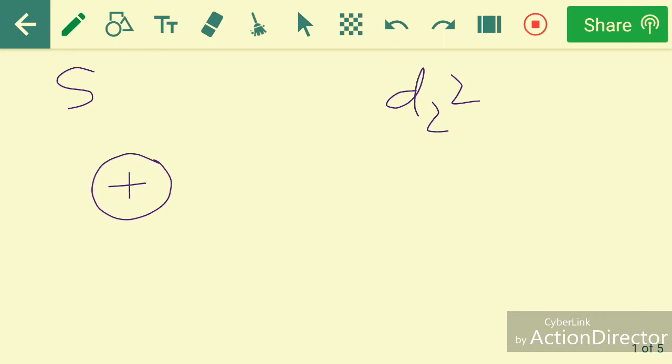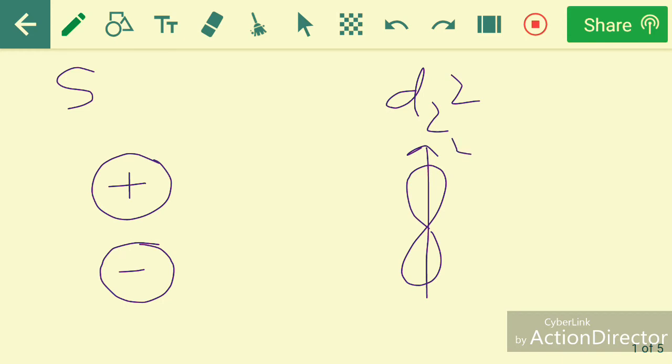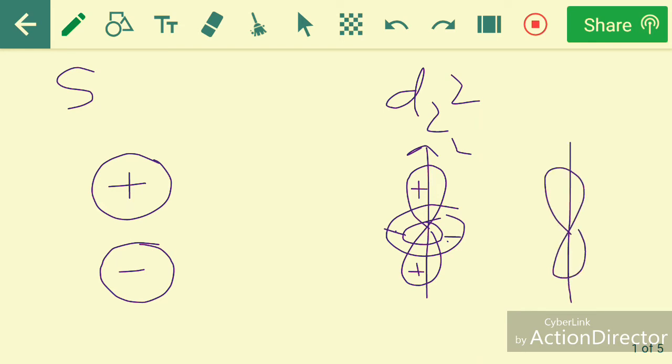First of all, we will take the example of the s and dz square orbitals. So this is the s orbital. It can be represented either by plus or by minus. Or dz square, where this is the z axis, can be represented as such. We can represent it by either a plus or minus symbol, or by filling one of the lobes. The filled orbital can be suggested as the plus lobe. Likewise, this can be represented as this filled lobe, and this as plus and this as minus. So let us see this s orbital or dz square orbital one by one.